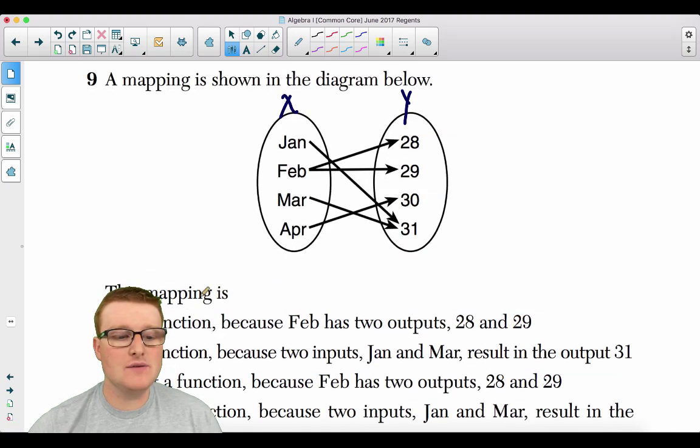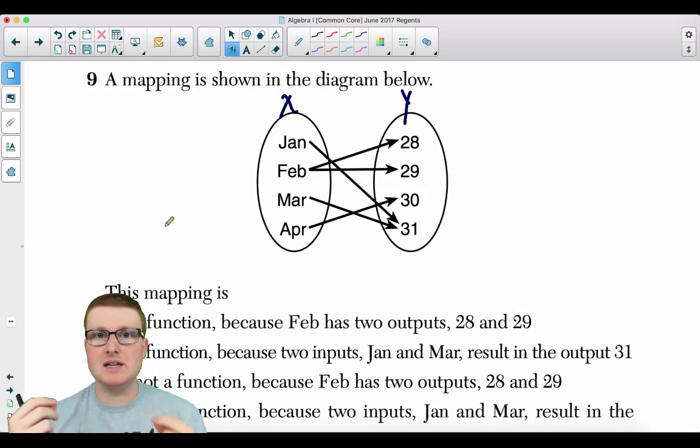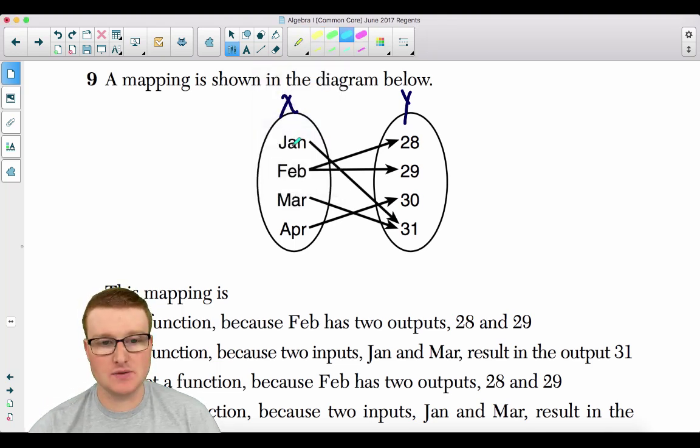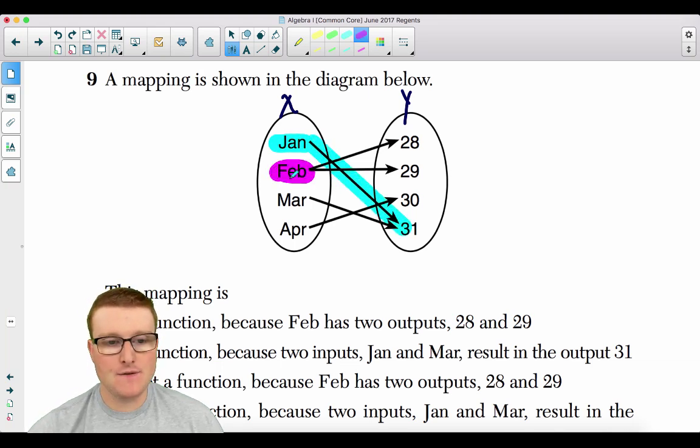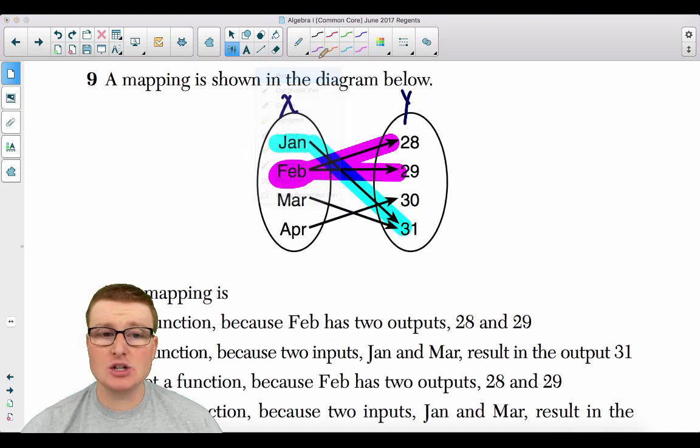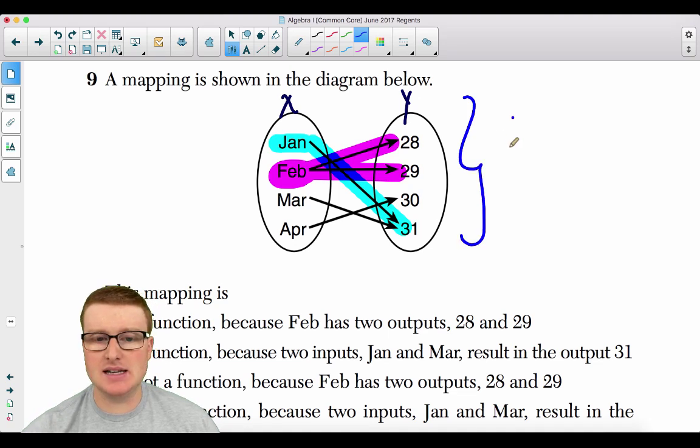All right. Without even looking at the answer choices, you should be thinking about, or what should be jogging in your head, is a function has no repeating X values. So if you look at your input or your X values, January does not repeat. Okay, we're good so far. February, we got 2 arrows from there. Already, you should know that this is not a function.